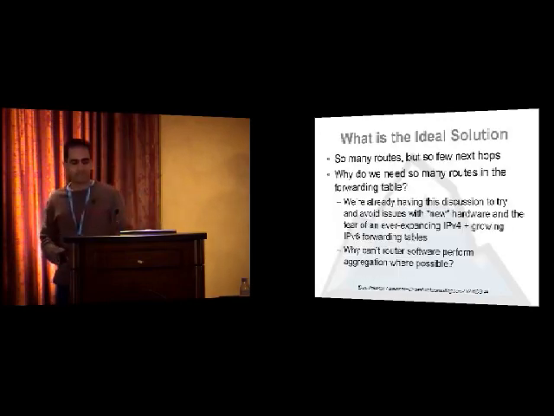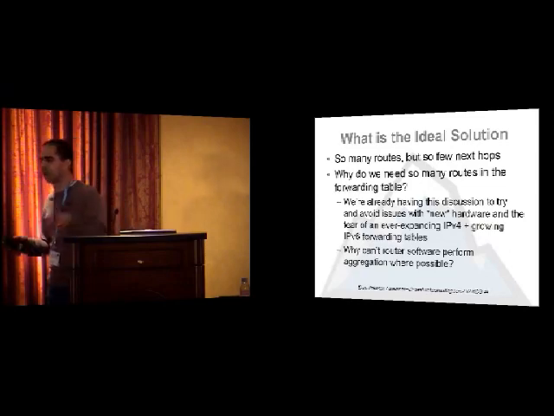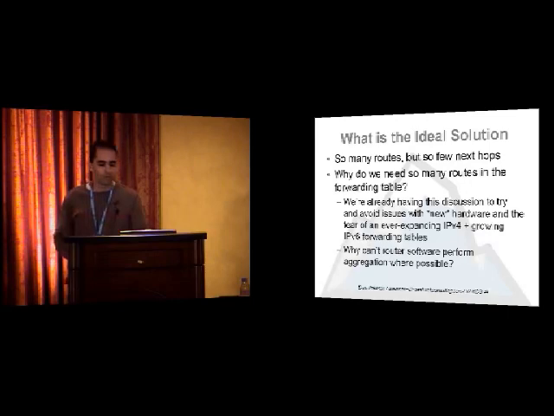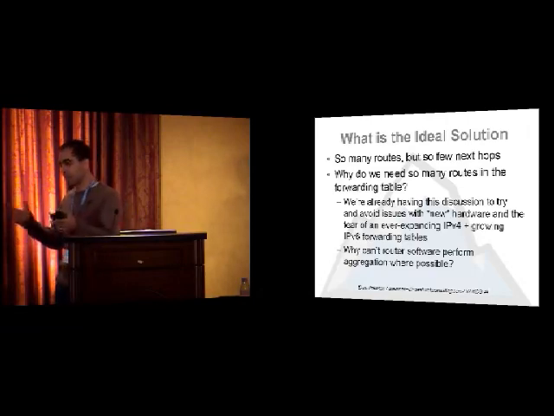The ideal solution, in my opinion, and I think some other people share it: why do we need so many routes in the forwarding table? Especially, again, not in an ISP's network. This is the enterprise multi-homed, the data center multi-homed. There aren't that many next hops, so why do I need the whole table? Why can't my router software simply do some aggregation and say this aggregatable chunk of address space is all going out this one ISP link, that's one forwarding table entry in your TCAM.